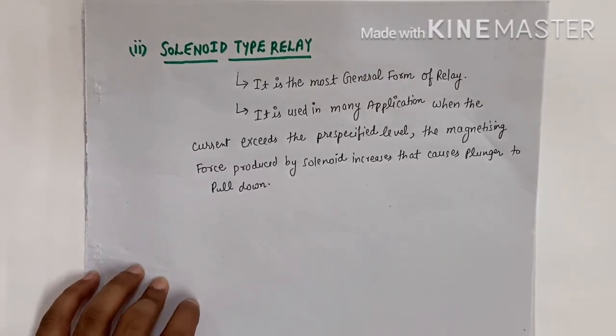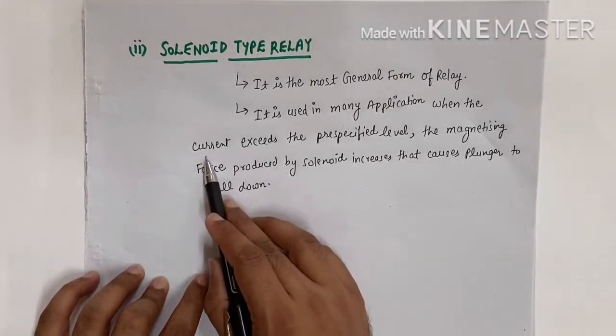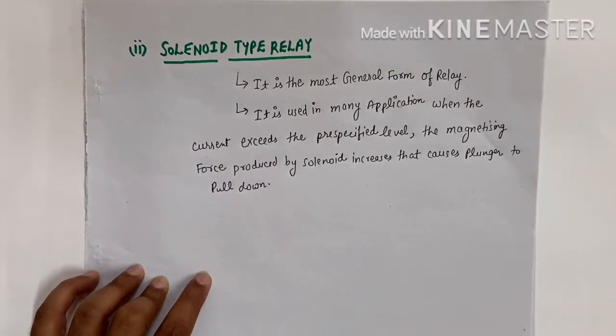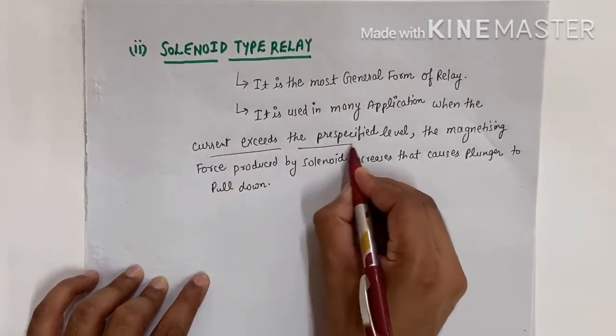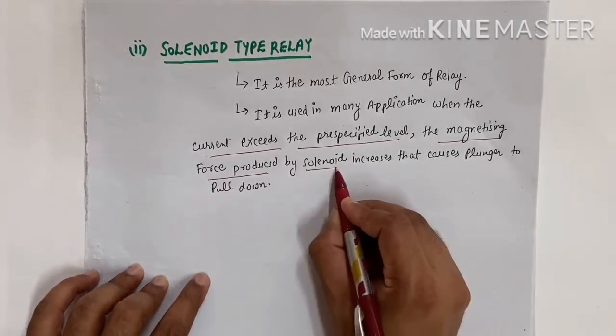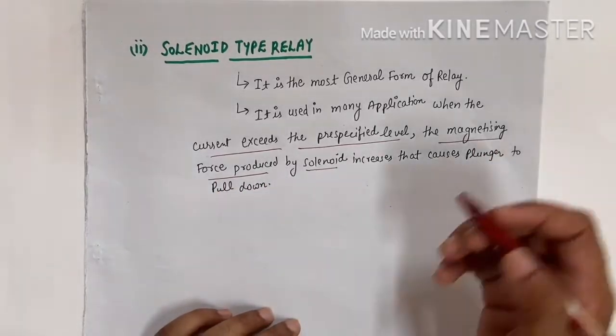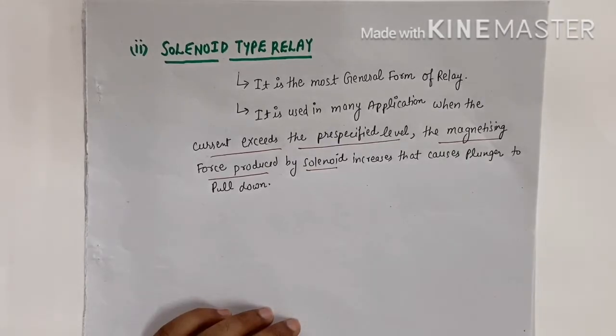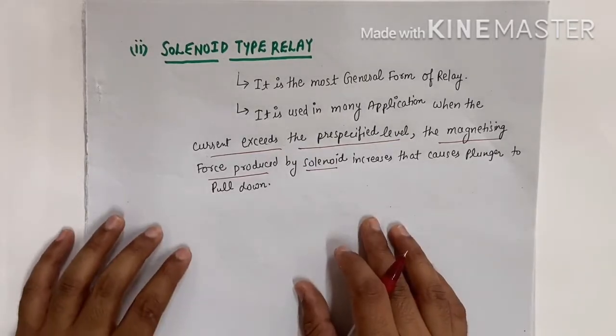In the solenoid type relay, when the current exceeds the pre-specified level, the magnetizing force produced by the solenoid increases, that will cause the plunger to pull down. In this way, the flap closes the trip circuit and thereby the trip circuit is activated. So now see the construction of the solenoid type relay.